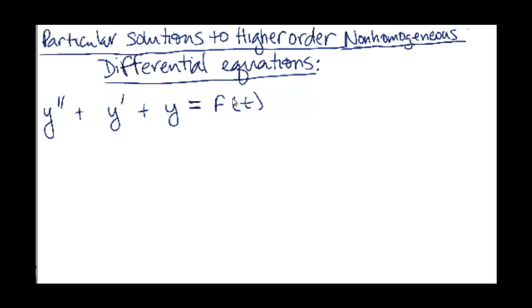Today we're going to be talking about particular solutions to higher order non-homogeneous differential equations. In other words, we have something like this, but instead of equaling 0 like we did with homogeneous equations, it's equal to some function. What are we going to do? What are the steps?